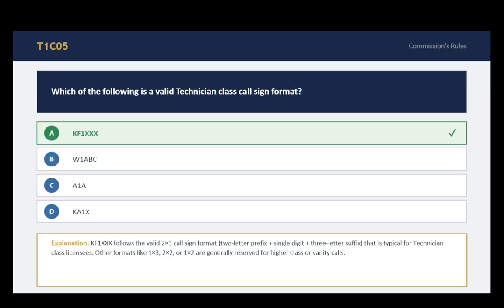Which of the following is a valid technician class call sign format? And the answer is A. KF1XXX. KF1XXX follows the valid 2x3 call sign format, 2-letter prefix, single digit, and 3-letter suffix that is typical for technician class licensees. Other formats like 1x3, 2x2, or 1x2 are generally reserved for higher class vanity calls.